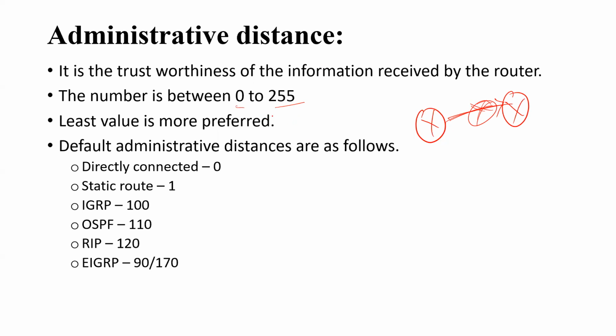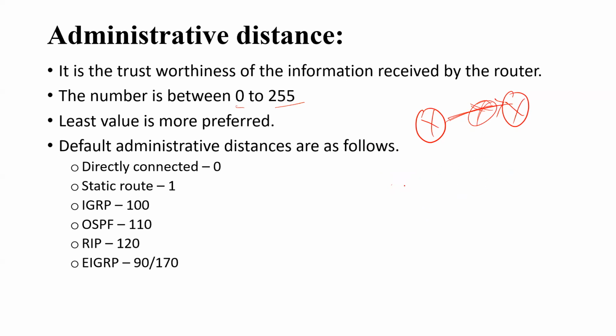The higher the value, the less trusted it is. The lower the value, the more trusted. So it works in an inverse way: less value, more trusted; more value, less trusted. Here we have some cases, for example if it is directly connected.